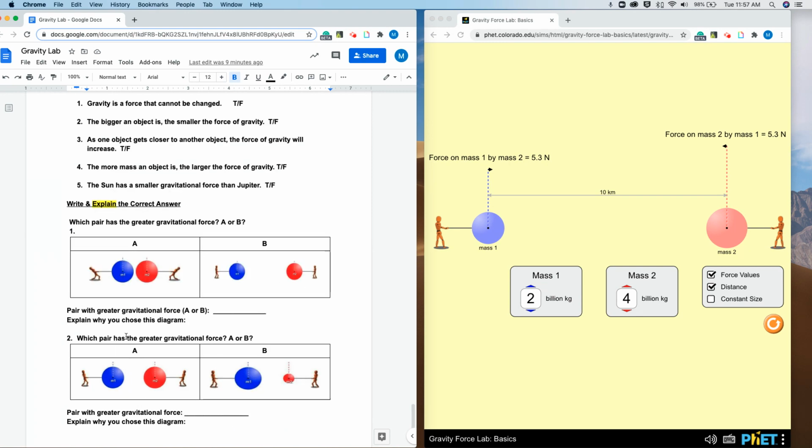And then the next 2 questions are write and explain. So which pair has the greater gravitational force, A or B? So you're going to choose whether you picked A or B, and then you're going to explain in complete sentences why you picked your answer.